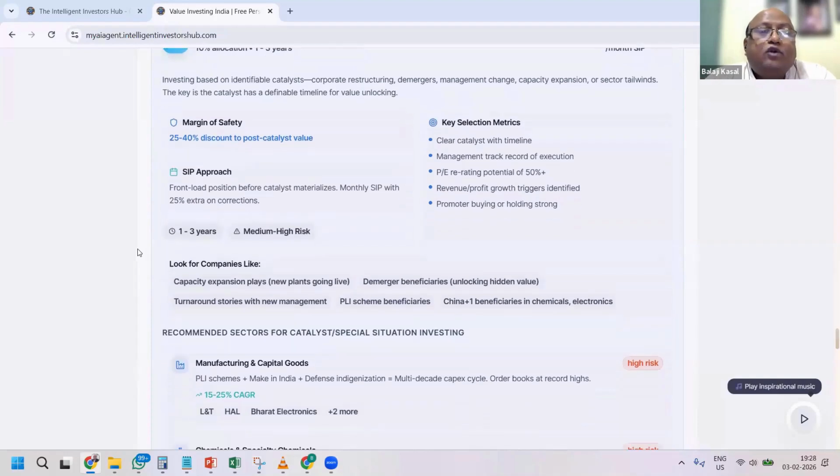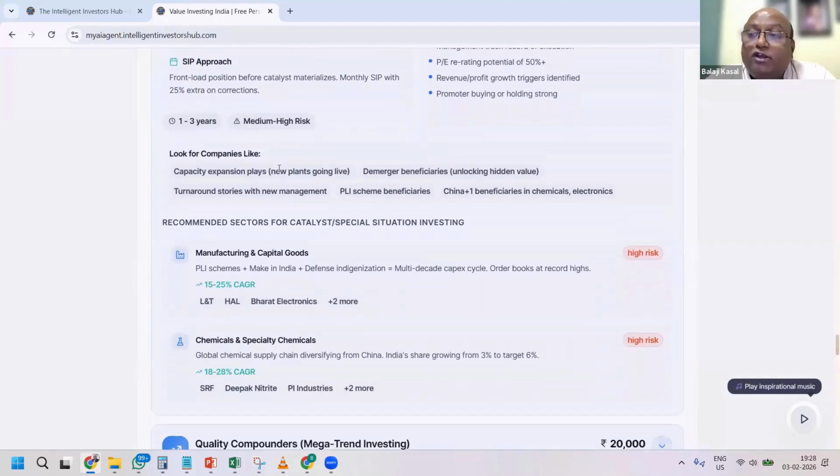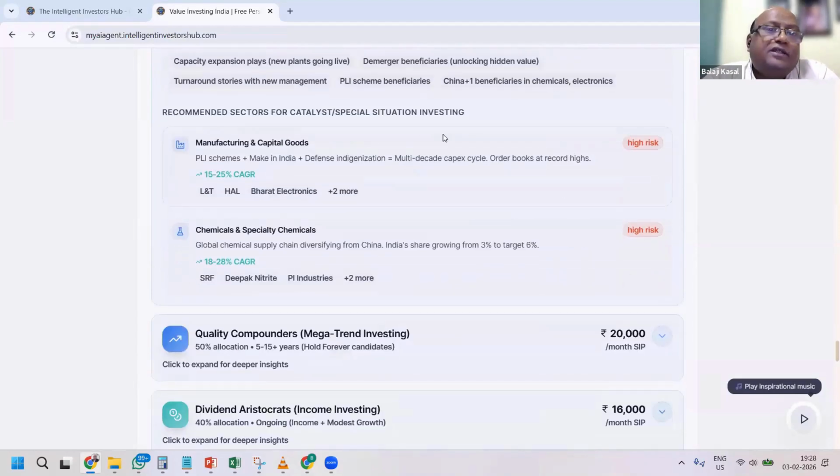And then look for companies, and it is also giving you keywords: capital expansion, which as I said, demerger is happening, turnaround stories are there, PLI scheme benefits, China Plus One, and all those scheme-based ones it is also suggesting. The recommended industry sectors are also given, which we should be looking for in this category typically. Not necessarily follow everything, but it is giving some guiding light to you. Manufacturing sector, capital goods, typically they are high risk, it is indicating. Based on all these criteria, typically you can expect 20%, 25%. Of course, this depends on the market and so there is no standard.